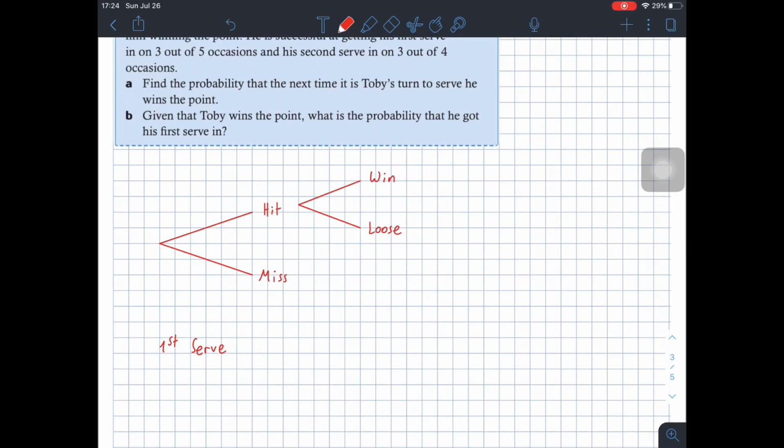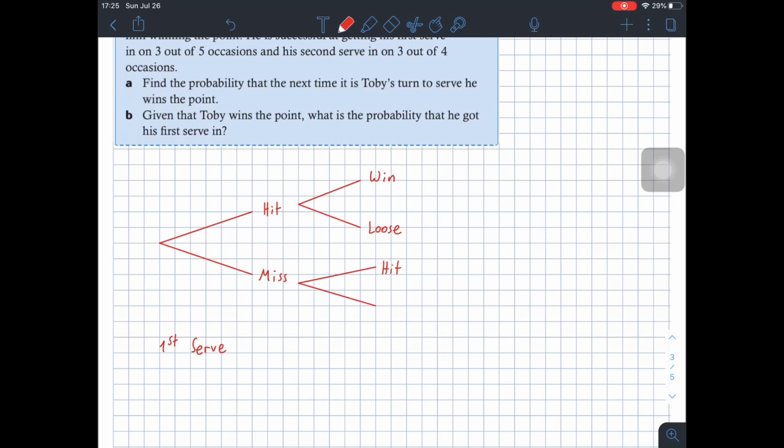Anyone who plays tennis should know that these are the rules, right? If we miss, we have the opportunity of taking a second serve, which we could either, again, hit or miss, right? If we miss, we lose the point. But if we hit, we have 2 options again. We can either win the point or we can lose the point. So this will be the complete tree diagram for this particular case.